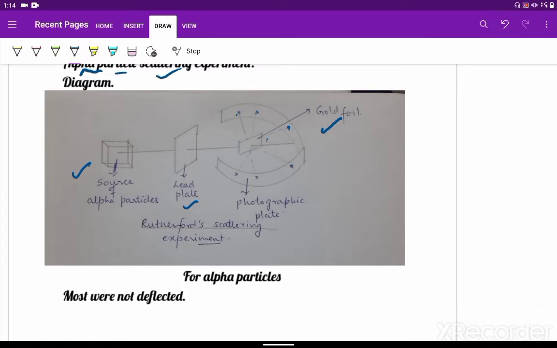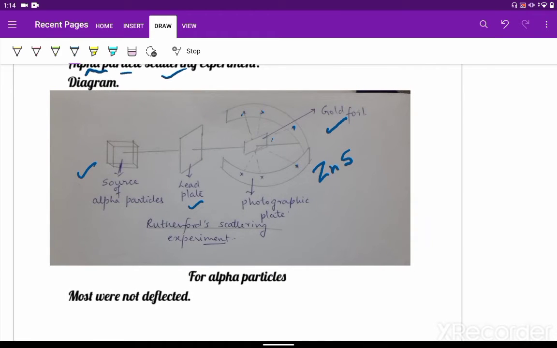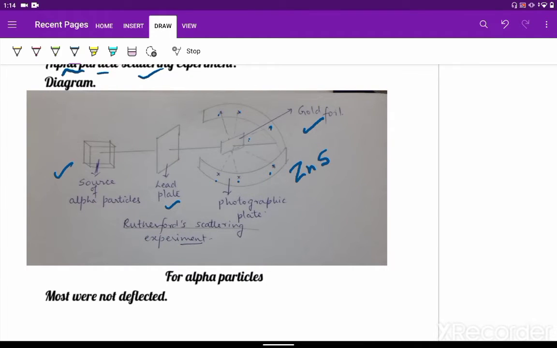Now Rutherford wanted to see that after striking the gold foil, how the alpha particles are behaving, that is, whether they are crossing the gold foil and passing to the other side or they are deflected back. To study that, he adjusted a zinc sulfide screen, so that when the alpha particles strike the screen, they will produce a bright spot. Depending on the spots he could explain the position where the alpha particles were striking the photographic plate.